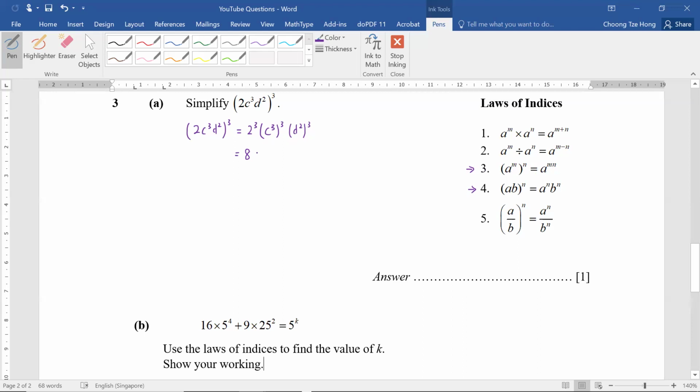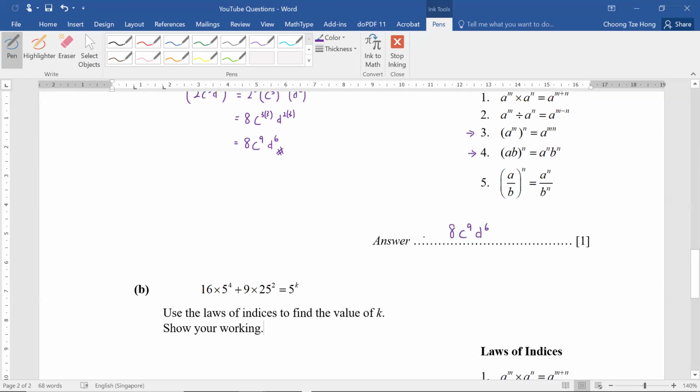Over here we will have c. In this case m is 3 and n is also 3, so 3 times 3 for the power. For d, m is 2 and n is 3, so 2 times 3. So this is what we will get. We just need to simplify the power. 3 times 3 will give me 9, 2 times 3 will give me 6. So this will be the answer for question 3A: 8c to the power of 9 d to the power of 6.